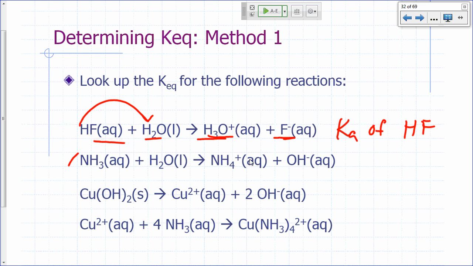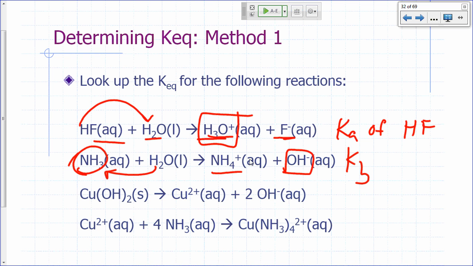Ka, Kb, Ksp, or Kf? This is going to be Kb, right? This is ammonia picking up a proton from water, giving you ammonium ion and hydroxide. The products give you a clue. This one is forming H3O+, so it must be behaving like an acid. Whatever you added to water, you'll notice, is reacting with water.